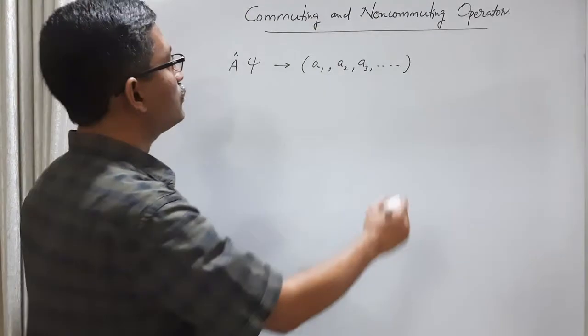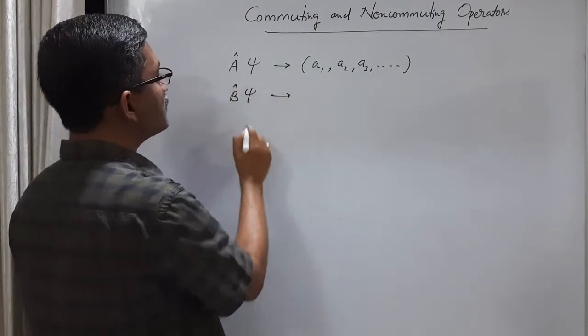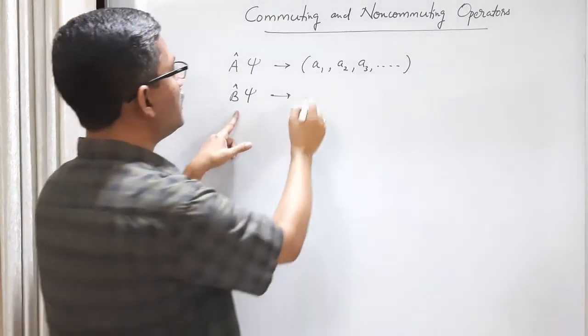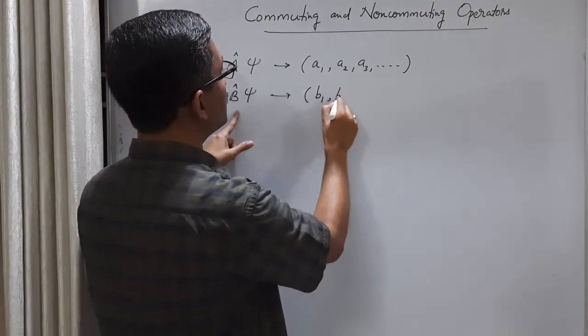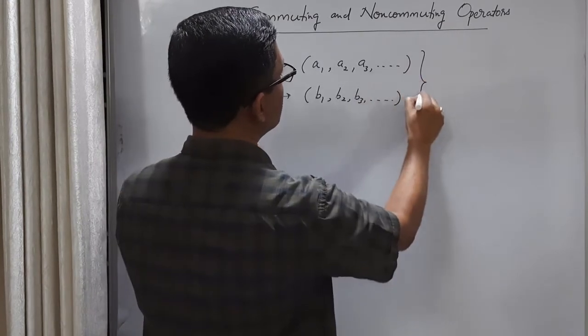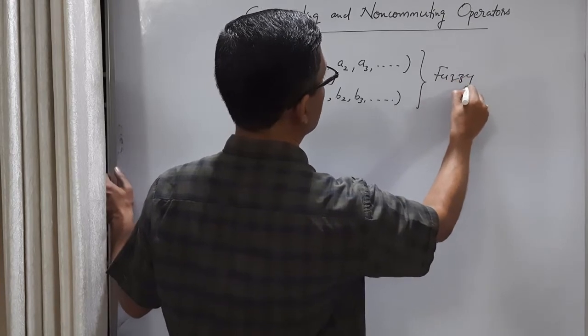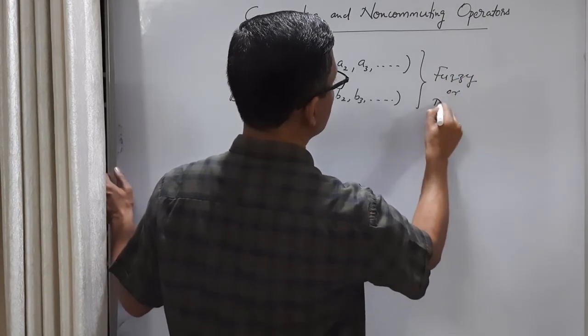Then what about B? Again, psi is not an eigenstate of operator B, it's a general state. So each trial gives a different eigenvalue of the operator B. So we say that both A and B are fuzzy or dispersed.